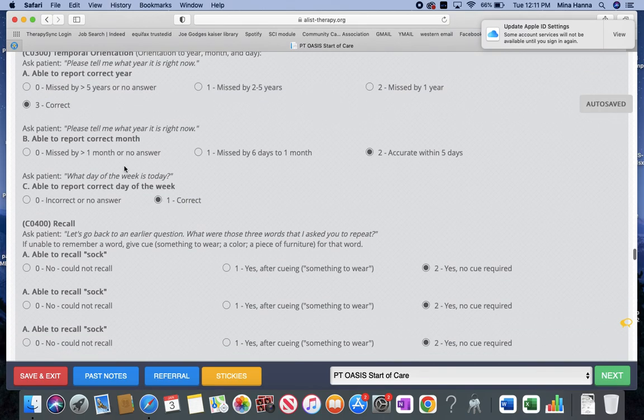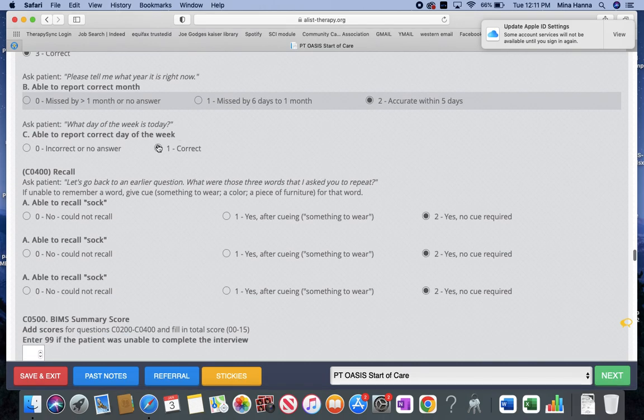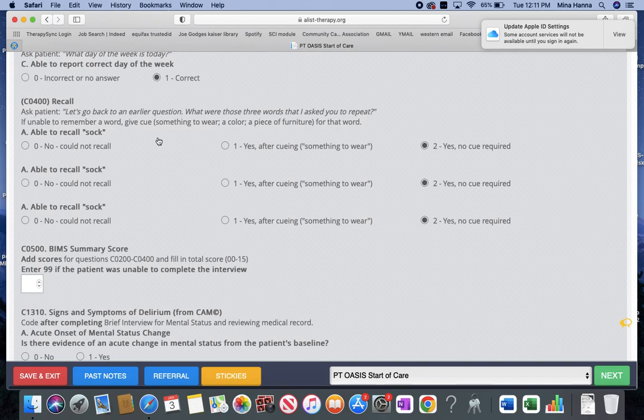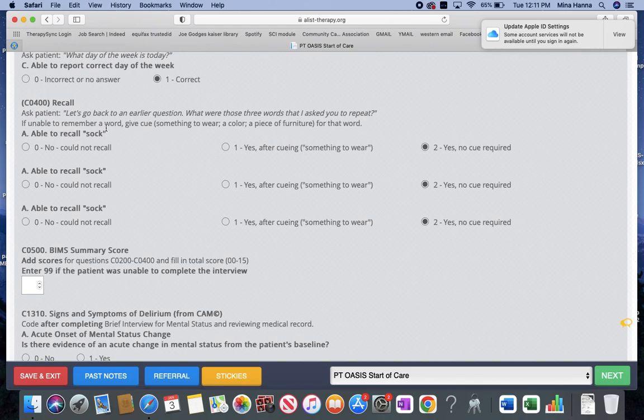Okay, great. Are they able to say the correct month? Yeah, missed by greater than 1 month, missed by 6 months, or accurate within 5 days. So you put accurate in this example. What about the week? It was correct. And then it says here, let's go back to the earlier question where there was the words of the color, right? And then you can just ask them if they're unable to remember that word. So you can say something like, something to wear, or a colored piece of furniture. And then you just kind of want to retest them.